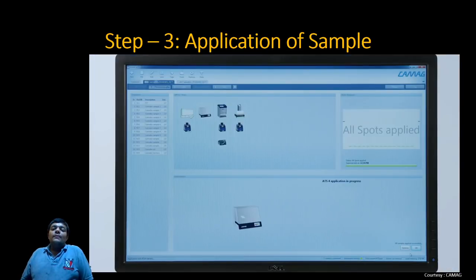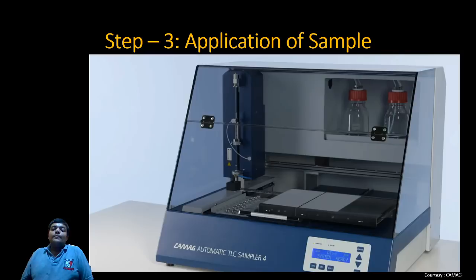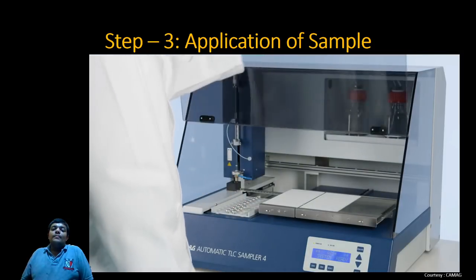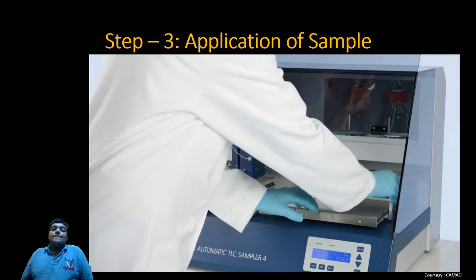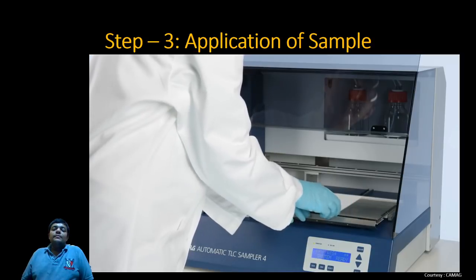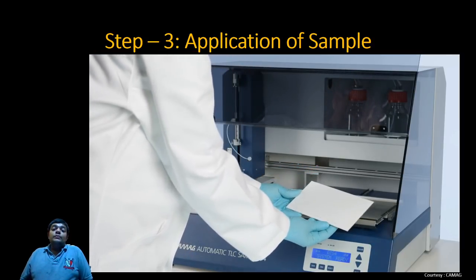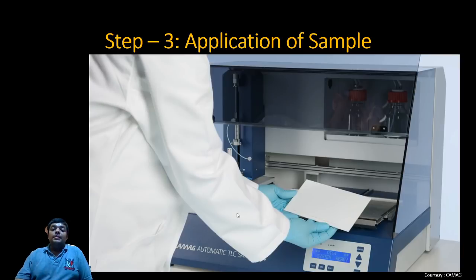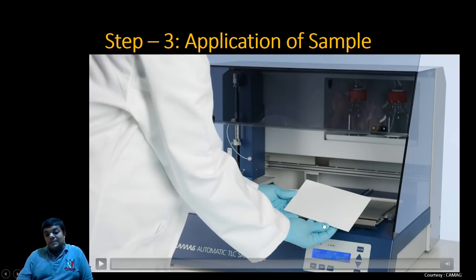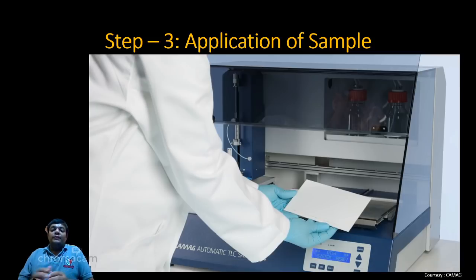Once all samples are applied successfully, just open the cover and remove the applied HPTLC plate for chromatogram development, the next step of the HPTLC process. So over here, there is an observation of these color spots, all at an equal distance and all at an equal quantity and concentration. So this is the importance of an automated applicator. Now it will be taken to the development chamber.